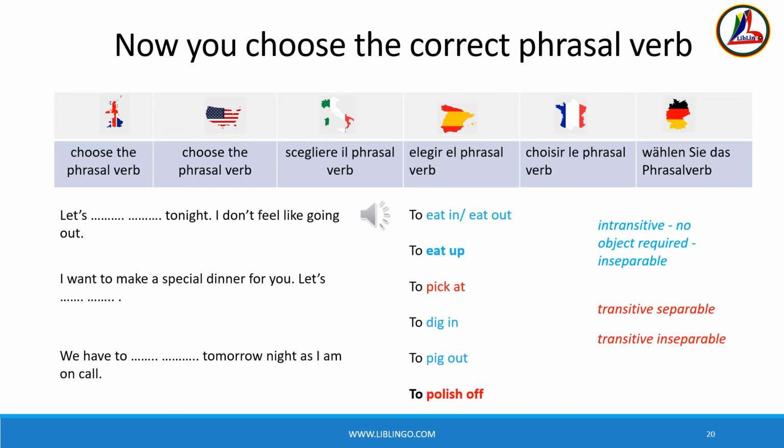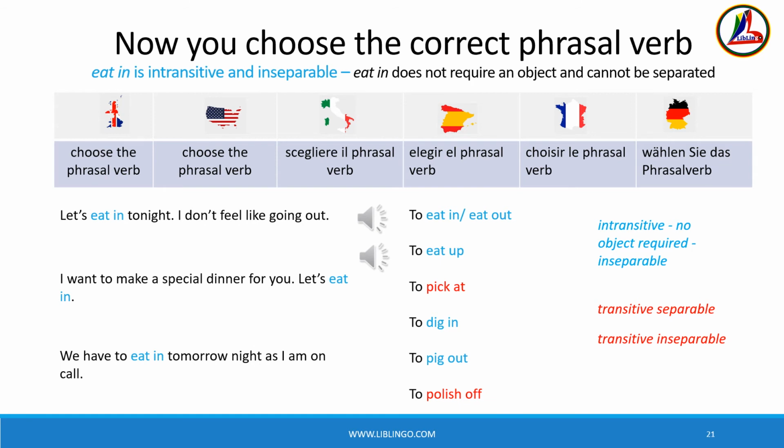Let's look at the next one. Choose the correct phrasal verb. Let's. Tonight, I don't feel like going out. I want to make a special dinner for you. Let's. We have to tomorrow night as I'm on call.